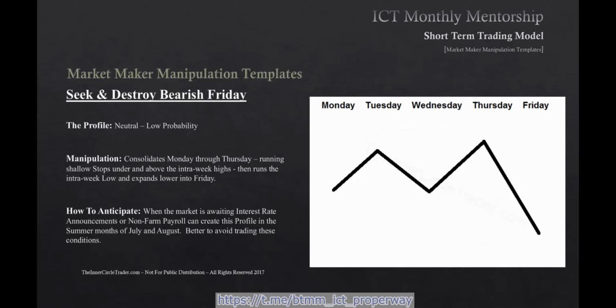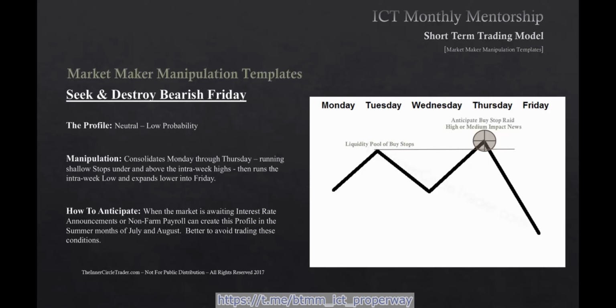Okay, Seek and Destroy bearish Friday. Again, this is a neutral low probability profile and market manipulation template. What we're looking for is the outcome of this. We're not looking to trade it. So we're looking for the market to create a consolidation Monday through Wednesday, and then build a liquidity pool of buy stops intra-week. And on Thursday, we anticipate that market to be taken up to that level, taking out the buy stops, and a run on high and or medium impact news usually is the catalyst for that.